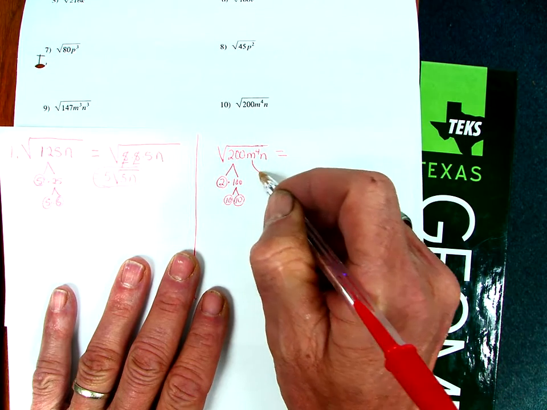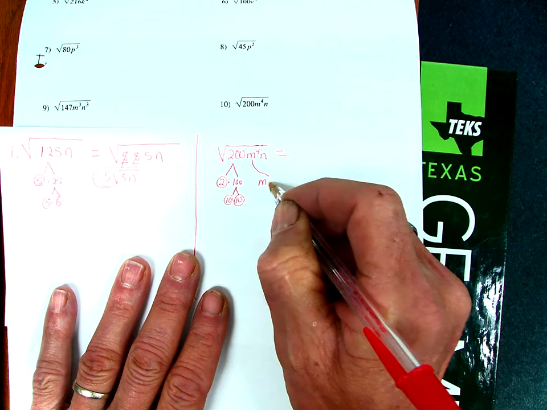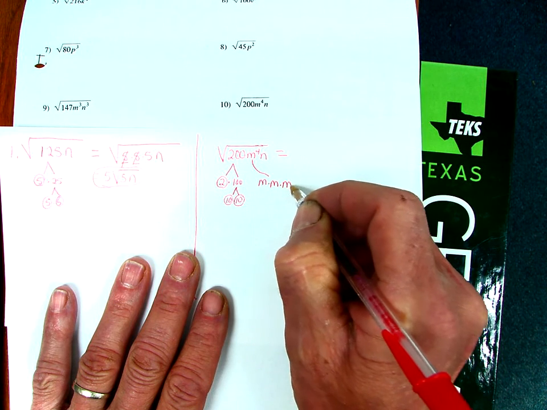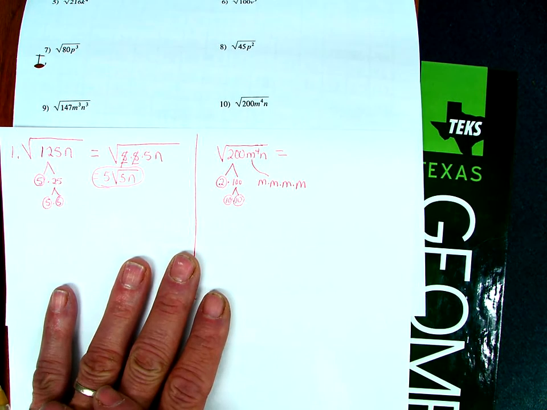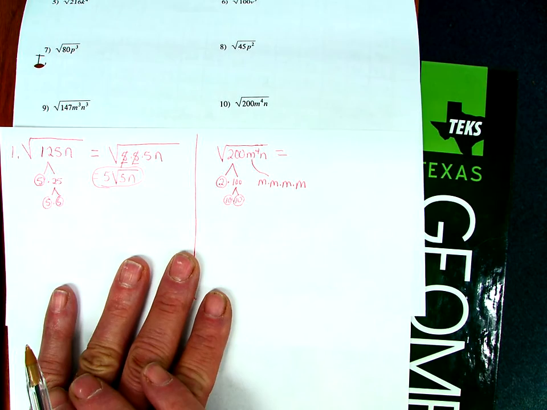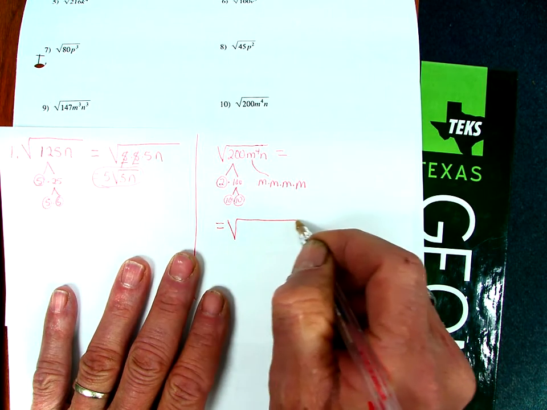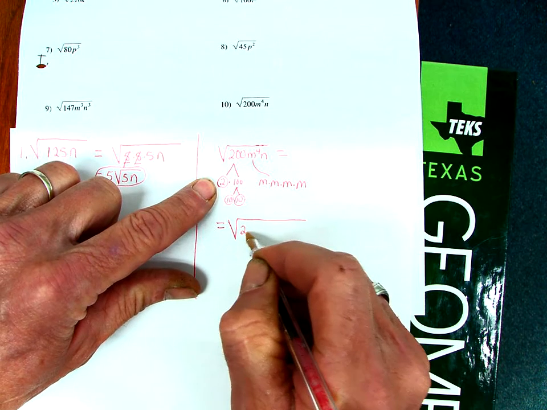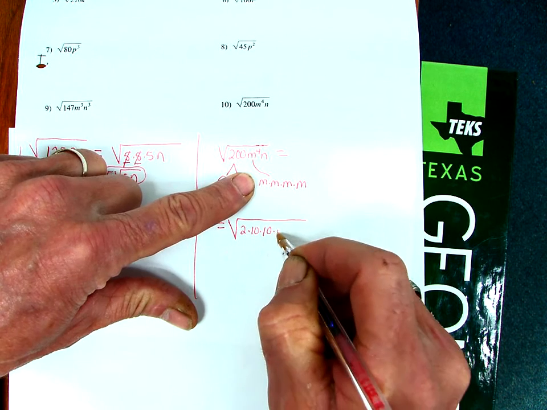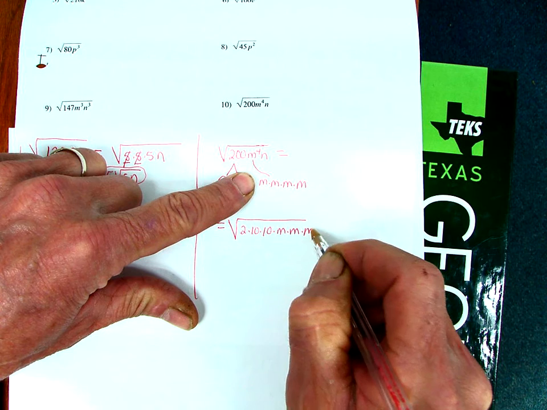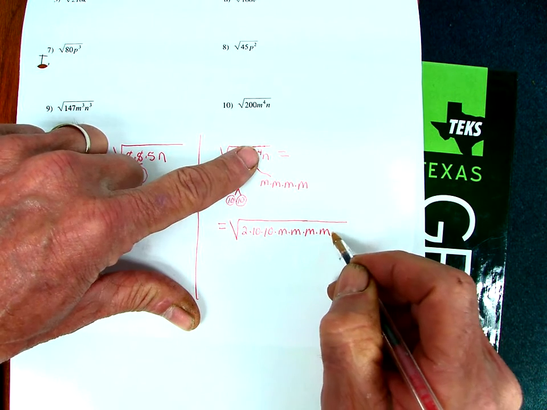What about m? It's m to the 4th. So it's m times m times m times m. 4 m's got multiplied together to equal that. Okay, so here we go. The square root of 200 is the same as 2 times 10 times 10 times m times m times m times m, and times n.